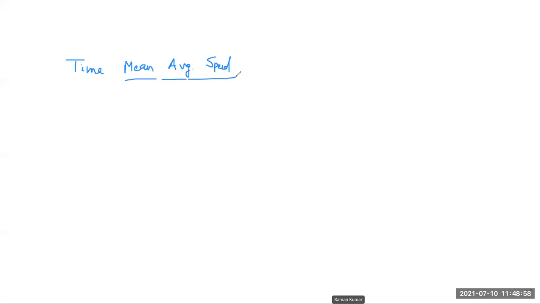Time mean average speed represents the speed distribution of vehicles at a point on the roadway, and it is basically the average of instant speed of observed vehicles at any spot. So I repeat once again. Basically, time mean average speed represents the speed distribution of vehicles at a point on the roadway, and it is the average of instant speed of observed vehicles at a spot.